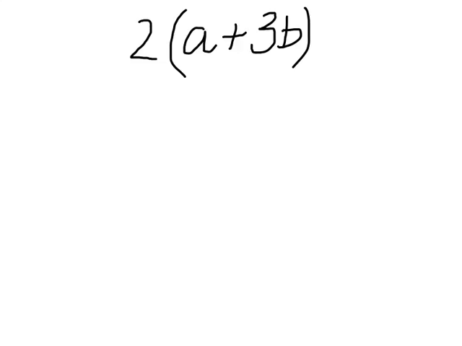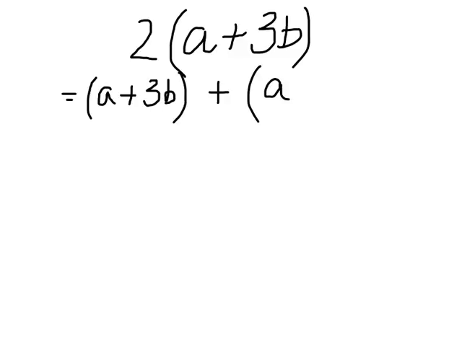So we've got a plus 3b in brackets. Now we can think of the a as an apple and the b as a banana. So we've got one apple and 3 bananas in the brackets. Now the 2 out the front means that we've got 2 lots of what's in the bracket. So we could write this as equal to 1 apple plus 3 bananas plus another apple plus 3 bananas.